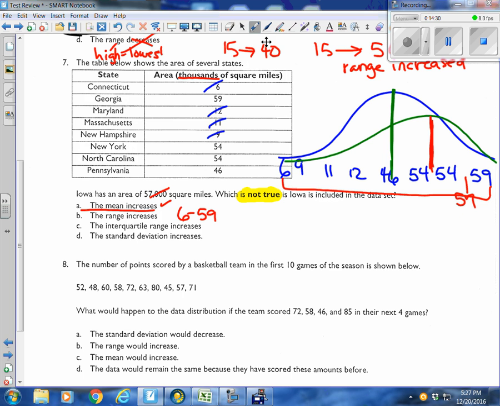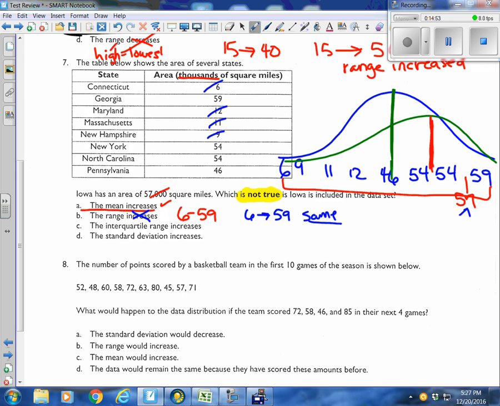When I added 57 in here, did the range change? Still went from 6 to 59. 57 is in front of 59, so it's not pushing my range out. I don't think my range increased. I think my range stayed the same. So I think that one stayed the same. I don't think that one increased. I think that's going to be the one.